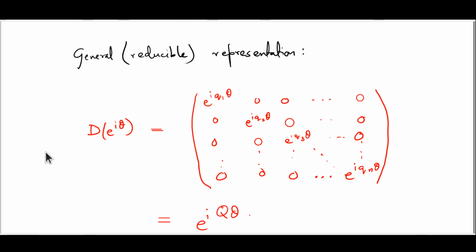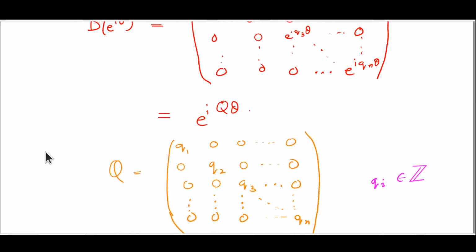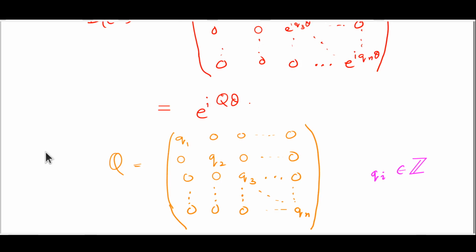Now this matrix can obviously be written down in this form as an exponential of i capital Q theta, where capital Q is simply this matrix. Capital Q is the diagonal matrix whose elements are these integers q1, q2, q3 all the way up to qn. Each of the qi's are integers. Now this capital Q matrix actually has deep physical significance in the sense that they talk about charges in some sense in a physical system. But for the time being, once again, this is just a mathematical object for us.